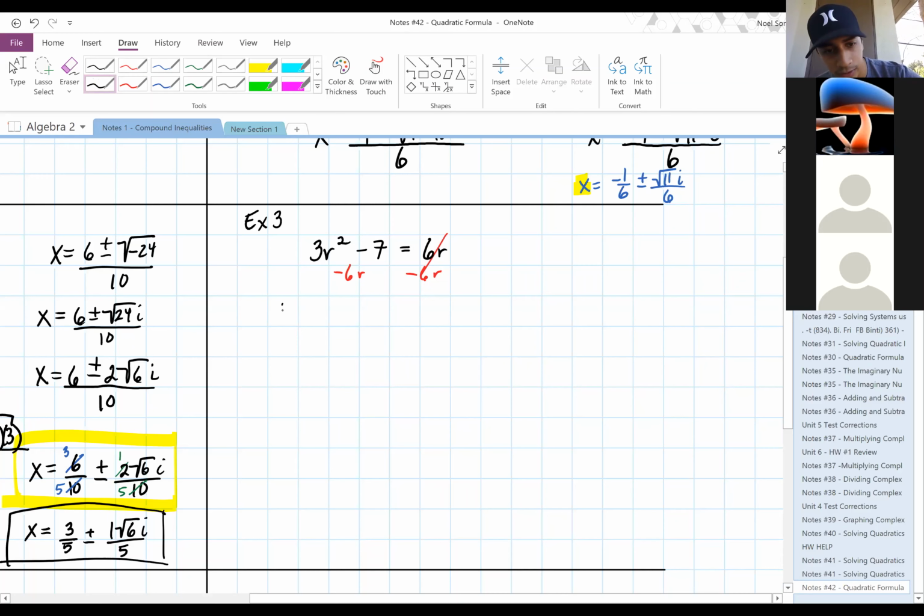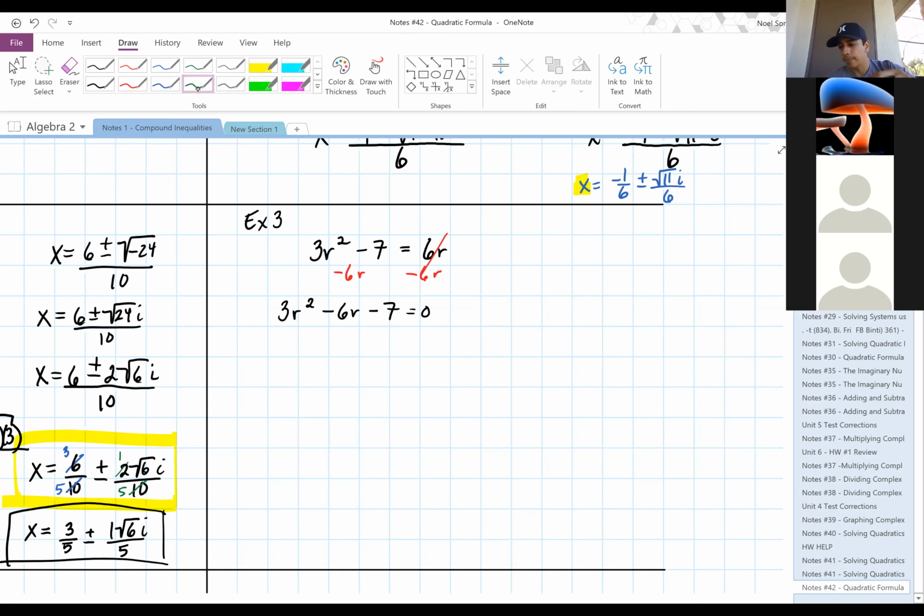So we end up with a new expression of 3r squared minus 6r minus 7 is equal to 0, right? Notice that I put negative 6r in the middle. That's where it belongs, right? Because you have descending order of power. R to the second, then R to the first, and then you have your constant. So you want to make sure that it's in the correct order, because if not, you're going to have the wrong B and the wrong C. They're going to be in the wrong spot. So make sure that they are in consecutive order.